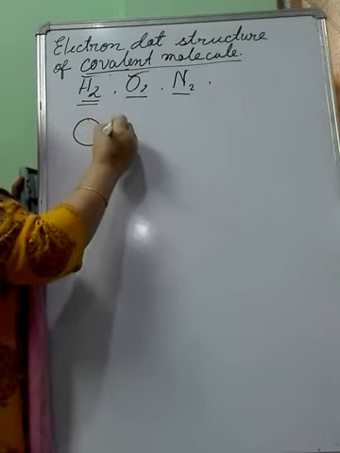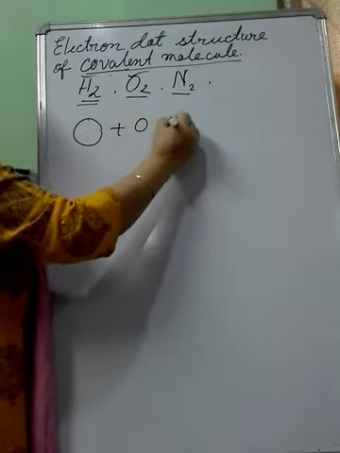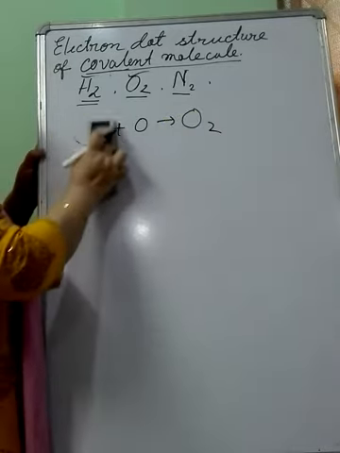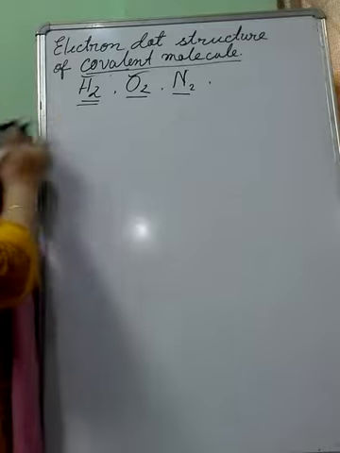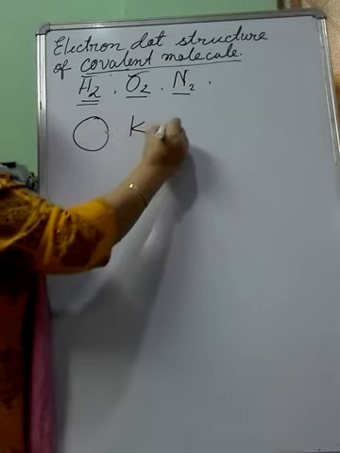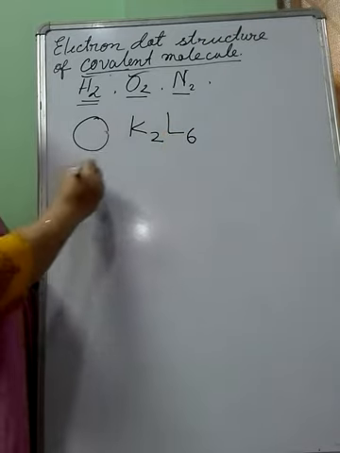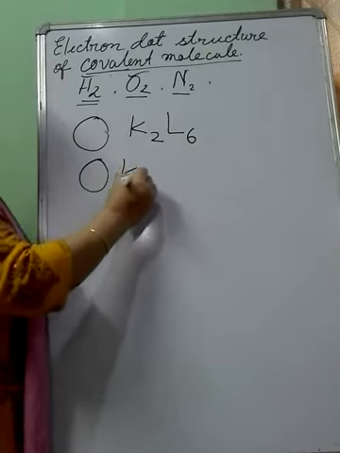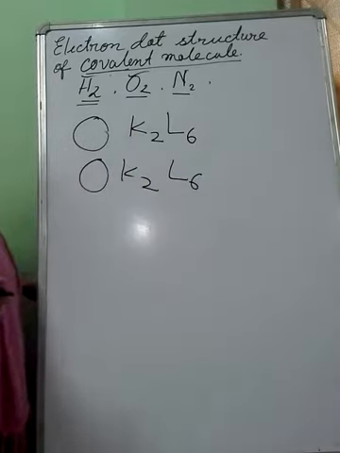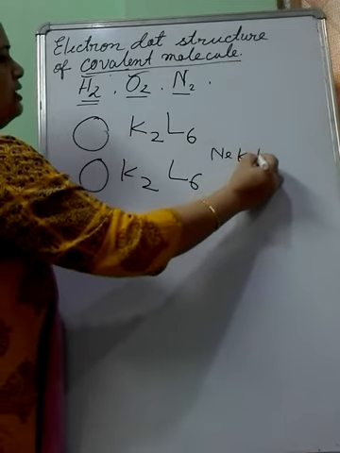See, two oxygen combine to form oxygen gas molecule. Now why? For oxygen, what is the configuration of each oxygen? K2L6. Each oxygen configuration is K2L6. Now both the oxygen have to get the nearest inert gas configuration of neon. The neon configuration is K2L8.